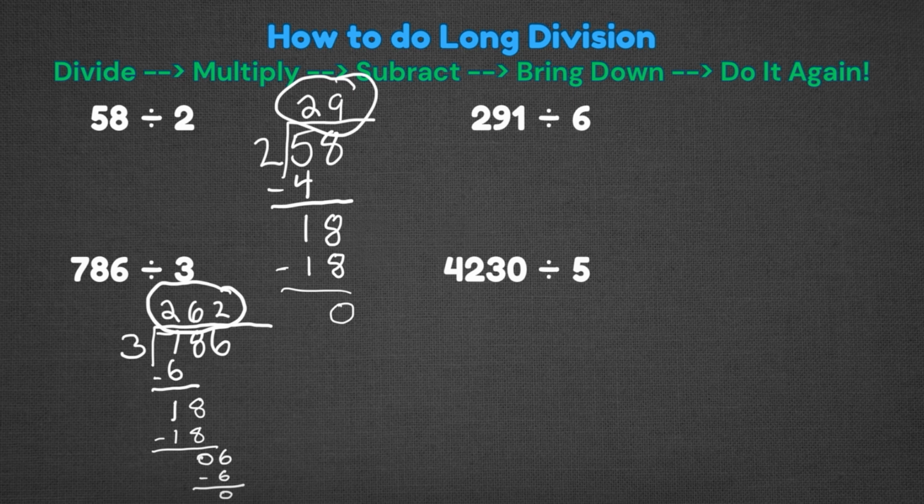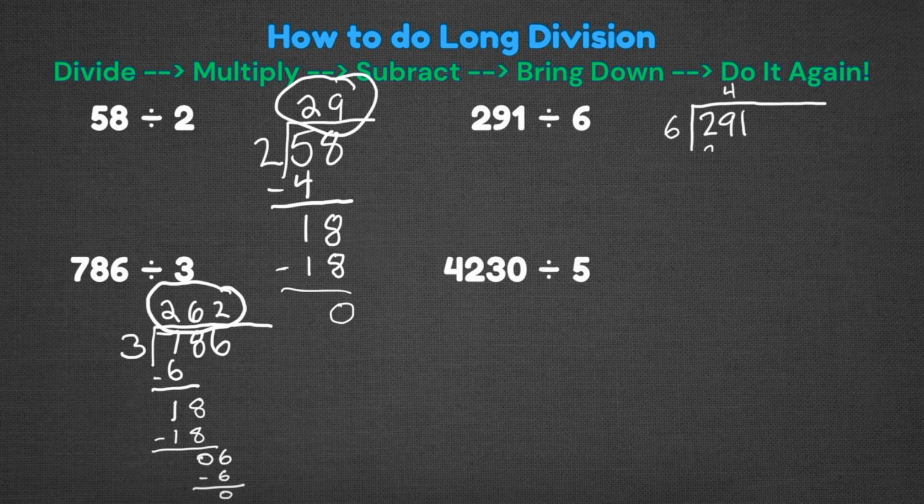Next one, 291 divided by 6. 6 cannot go into 2, so we just keep going. 6 goes into 29. Well, let's think. 5 is too big, so 4 would be the answer. And the 4 goes over the 9.